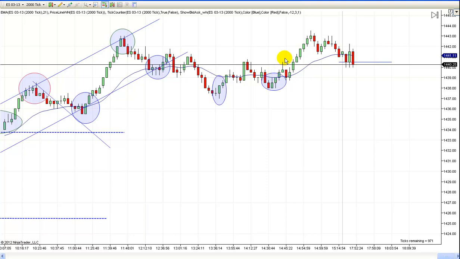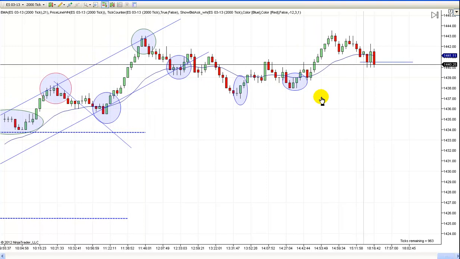And this time it was a little bit scary. I thought it was going to turn back down again, which it did, but only temporarily, just enough to trap a few people out, shake a few weak hands out, and then it turns up again. And this time the runners were safe, and you got about 3 or 4 points out of the runners, and that was pretty much it for today.